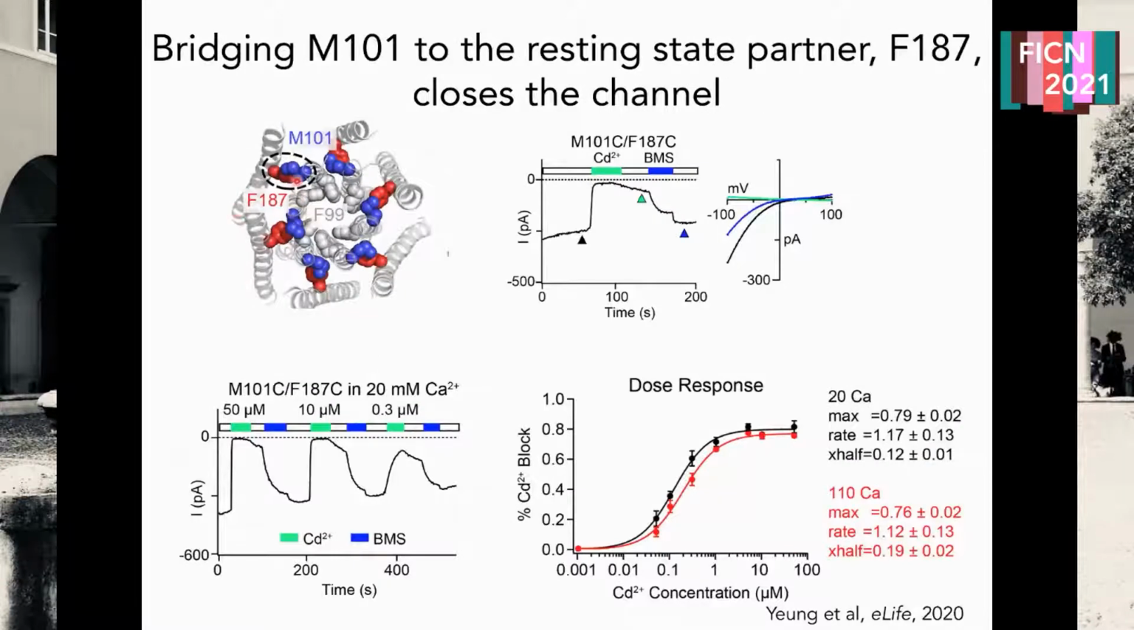Now, by contrast, if she puts cysteines between the methionine residue and the resting state partner at F187, and again applied cadmium, she could induce very rapid channel closure, which would revert the methionine back to its resting state and free up the gate to be in the closed state, excuse me. So it would block the ion conduction pathway. This would be analogous to deactivation. And in this case, it was a lot less sensitive to the concentration of ions in the ion conduction pathway, which would be consistent with a location that's further away from the ion conduction pathway.